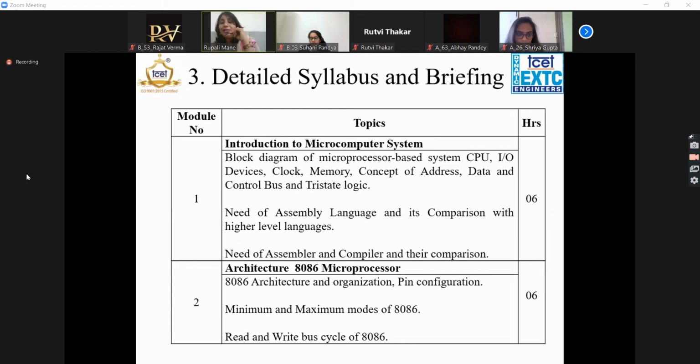Architecture का मतलब है basic block diagram of 8086. 8086 के अंदर कितने ब्लॉक्स हैं, कौन कौन से ब्लॉक्स हैं, हर ब्लॉक का क्या फंक्शन है, हर ब्लॉक की क्या यूटिलिटी है, that we are going to study in the architecture of the 8086 microprocessor.